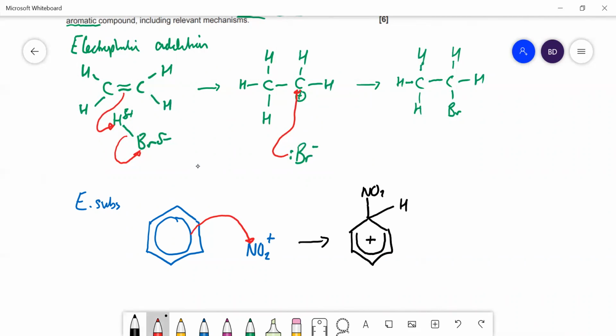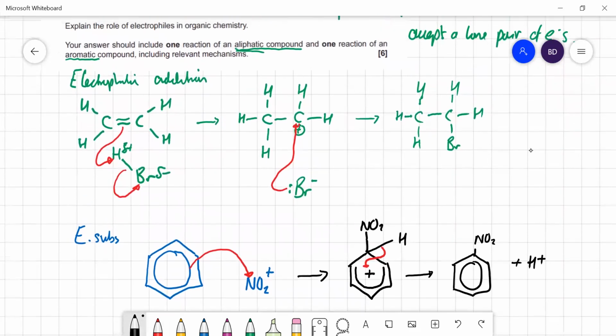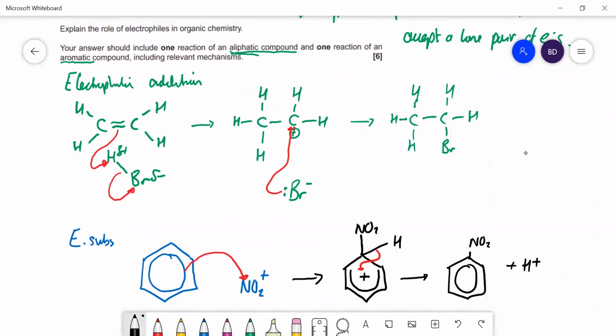And the final step in the mechanism is for the delocalized system to reform. So a pair of electrons comes out of this bond, back into the ring, and we get our nitrobenzene, and we get an H+ ion as well. So that's electrophilic substitution. So that was our reaction with the aromatic compound. I would have thought there's well enough points in that answer for 6 marks. You don't need to add anything else there. That's it. Okay, and that was the last question in the paper.